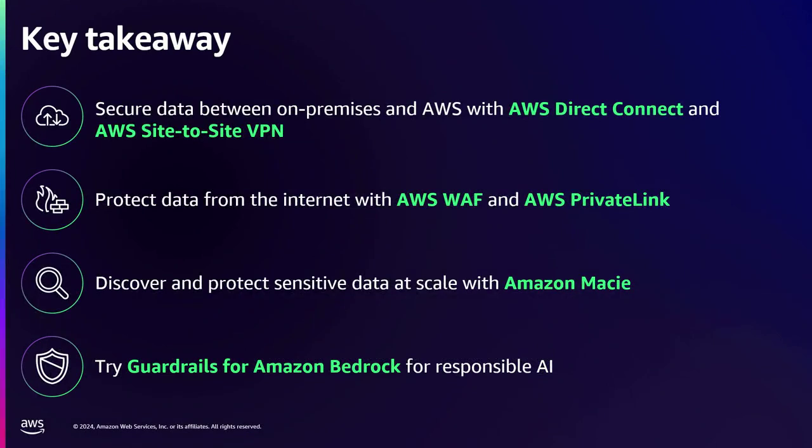So let's summarize the content so far. Firstly, use AWS Direct Connect or AWS Site-to-Site VPN between on-premises and AWS. Use AWS WAF and AWS PrivateLink to protect your sensitive data on your network. By using the Amazon Macie service, you can prevent your sensitive data from being exposed. And lastly, consider using Guardrails for Amazon Bedrock for responsible AI. In addition to what was explained today, there are many more ways to protect your sensitive data used in generative AI. However, if you only apply what you see on the screen now, you will be able to enjoy great results with little effort.